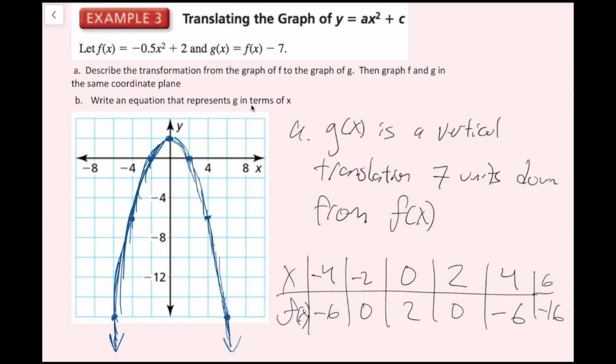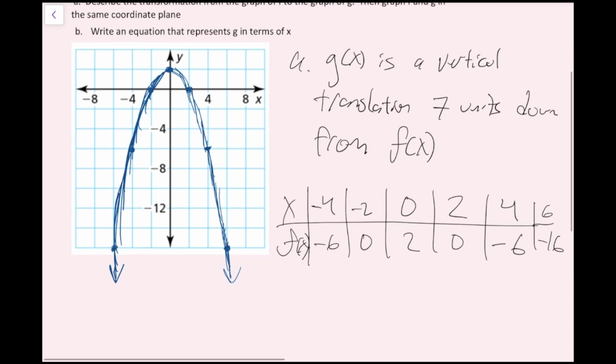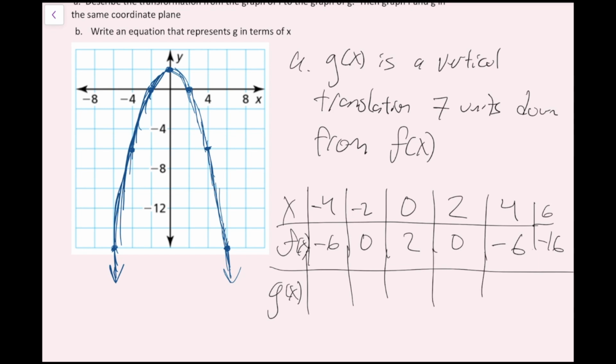Now, if you notice, all I'm doing for g of x is just subtracting 7 from f of x. So what I can do on my table is just make my g of x. And instead of just plugging everything in to g of x, then subtracting 7, I can just take all of these outputs for f of x and then subtract 7 from those. So that's what I'm going to do. So -6 minus 7 is going to be -13. Then I get -7. -5, -7, -13, -23.